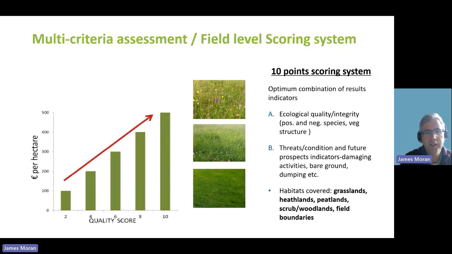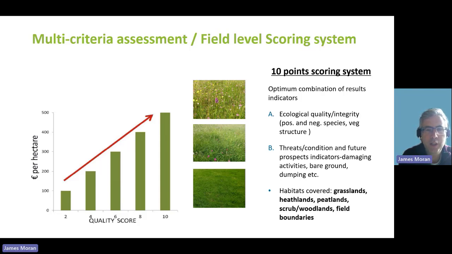Taking these guidelines into account, the foundation of our results-based payment schemes are various field scoring systems that have been developed over the last number of years. They've generally taken the form of 10-point scoring systems using an optimum combination of results indicators. We have generally two broad categories of indicators used. These include measures of ecological quality, which is generally a set of positive and negative indicators and their cover in a particular parcel. These are often focused on vegetation, or in nearly all cases in Ireland, focused on vegetation, with an element of vegetation structure as well as species presence taken into account.